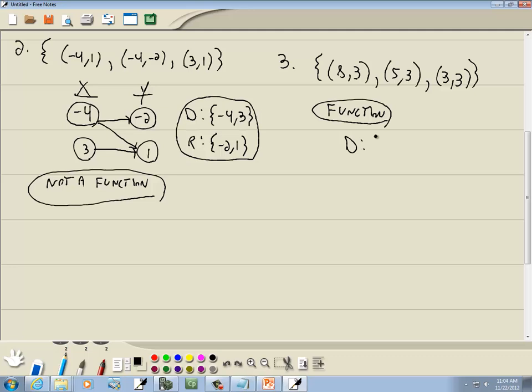Now our domain, if I list down my x values from smallest to largest, not repeating any, I got 3, 5, and 8. And my range, my y values, from smallest to largest, not repeating any. Well, they're all 3s, so this would just be 3.